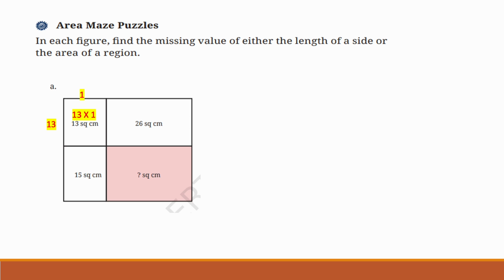See the next one, 26 square centimeter. See, here it is 13. So 13 by 2 is 26 square. 13, here it is 2. So 13 by 2, it is 26 square centimeter. The next one, here it is 1. So here the area is given as 15 square centimeter. So this side will be 15. So 15 by 1, that is 15 square centimeter. And here this region is 15 by 2. Why? See, here it is 15, here it is 2. 15 by 2, that is 30 square centimeter.